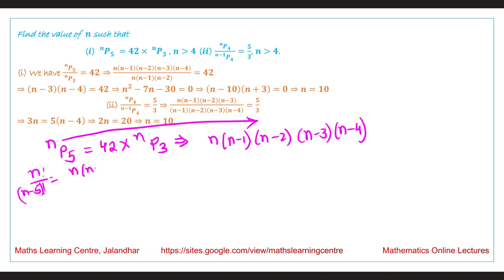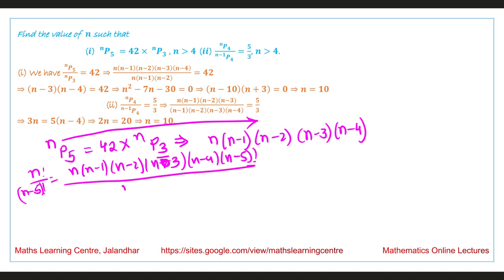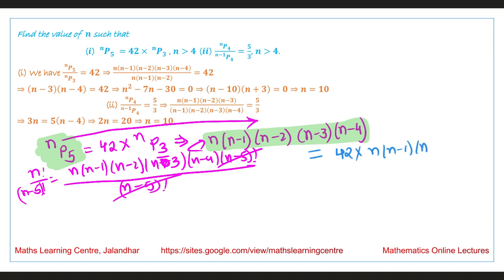So it is n into n minus 1, n minus 2, n minus 3, n minus 4 into n minus 5 factorial, and we divide by n minus 5 factorial. These two terms get cancelled and we are left with n into n minus 1, n minus 2, n minus 3, n minus 4. This is the value of the term nP5, and it is given that this value is equal to 42 into n into n minus 1 into n minus 2. This is the value of nP3.